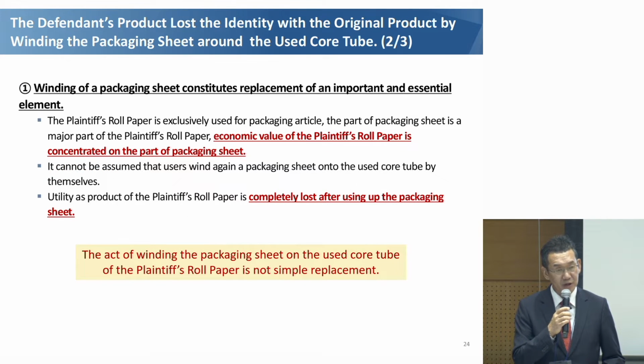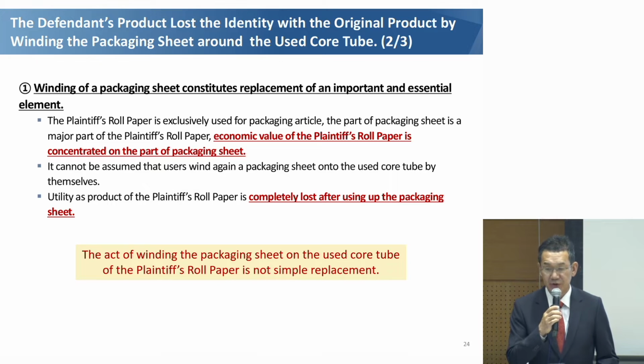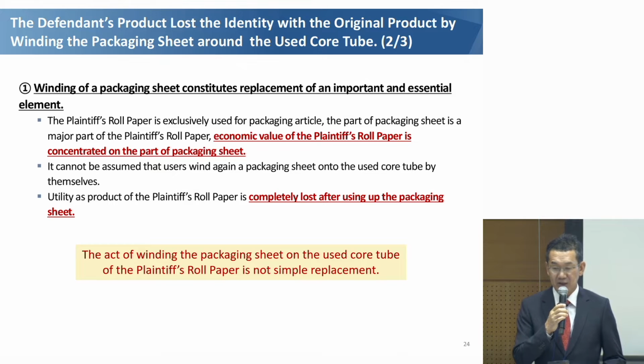So defendant product, based on these four factors rendered by the Korean Supreme Court, without any doubt, lost identity with the original product. Winding the packaging sheet constitutes the replacement of the important and essential element of the patent. Therefore, the act of winding the packaging sheet on the used core tube of the plaintiff roll paper is not a simple replacement. It's not a permissible act under the Korean patent law.